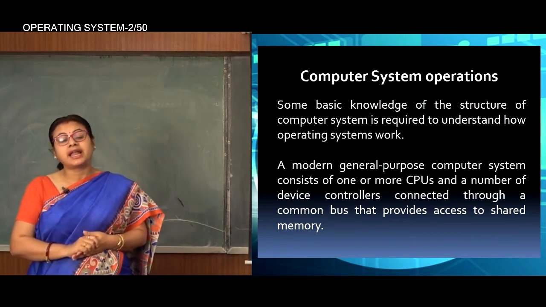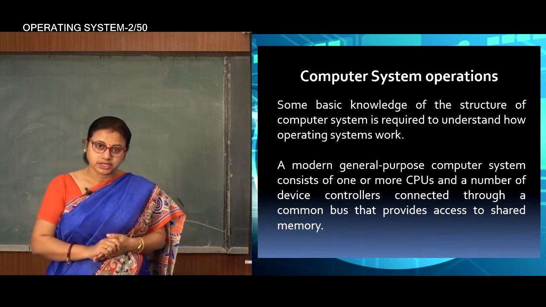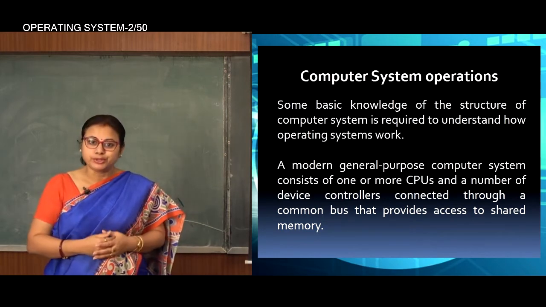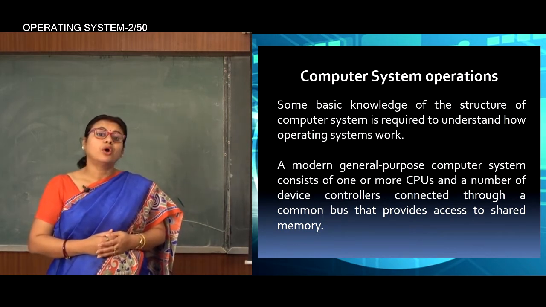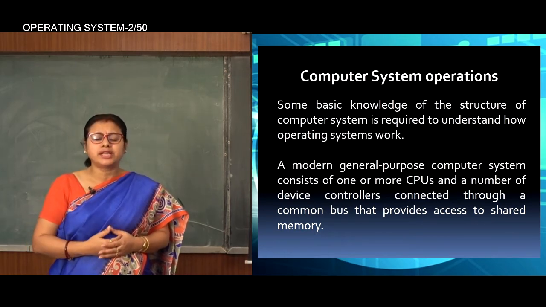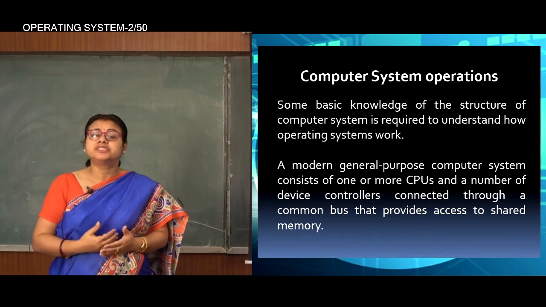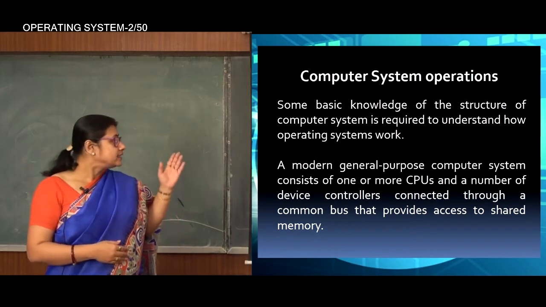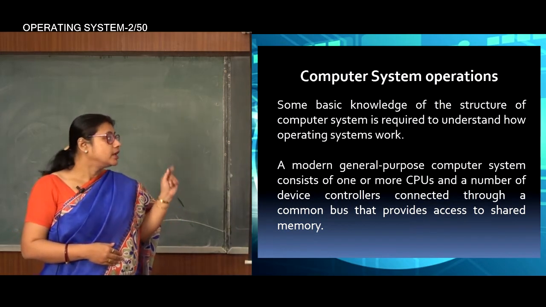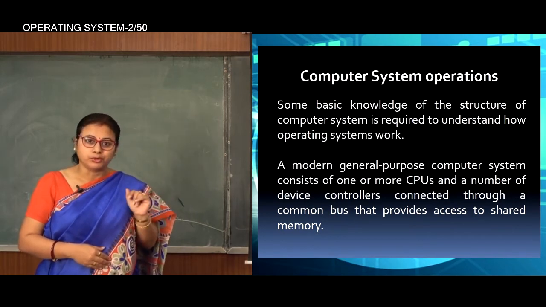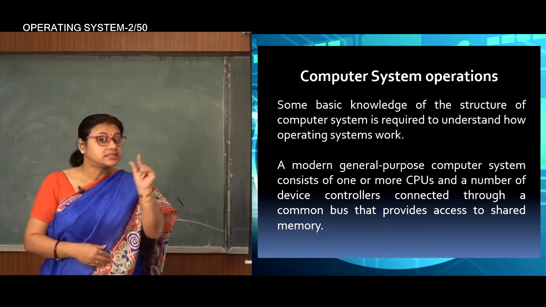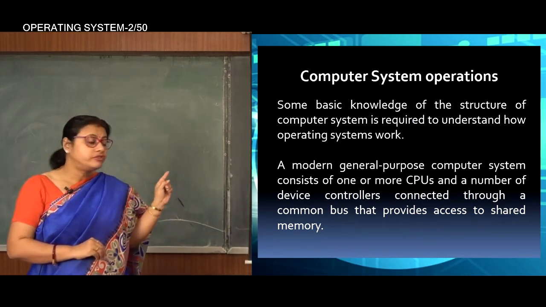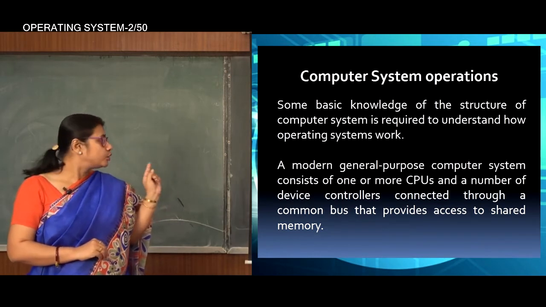Now, different computers are having different numbers of Central Processing Units. Some computers may have one CPU, some computers may have a number of CPUs inside the cabinet. CPU or Central Processing Unit is the brain, or you can say the main thing of a computer which does all the processing work or the calculation or computation works. So, it says a modern general purpose computer consists of one or more CPUs. That means one or more chips inside your motherboard, inside that big box or cabinet. And a number of device controllers which are connected through a common bus.